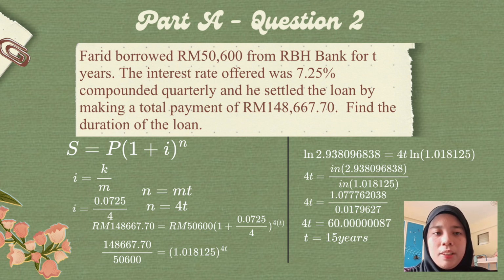148,667 ringgit 17 sen equals 5,600 times 1.108125 to the power of 40. Then I divide both sides and I get the value 2.93809.